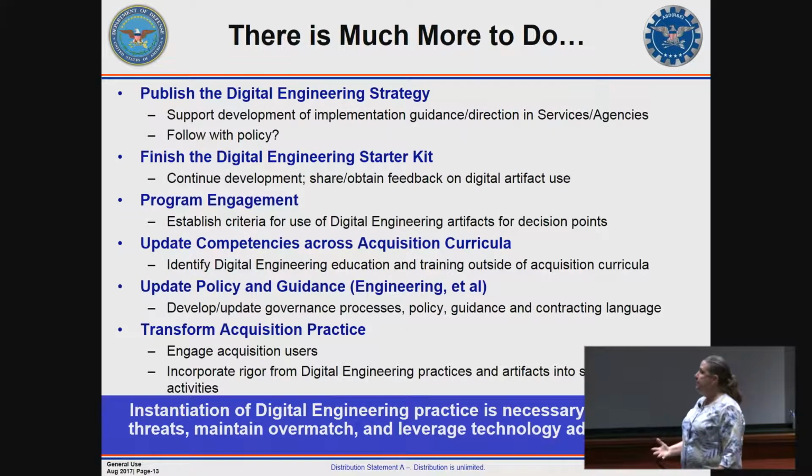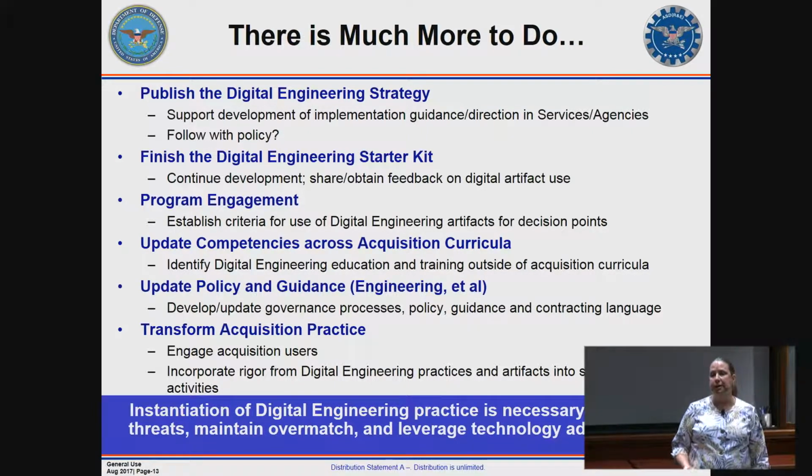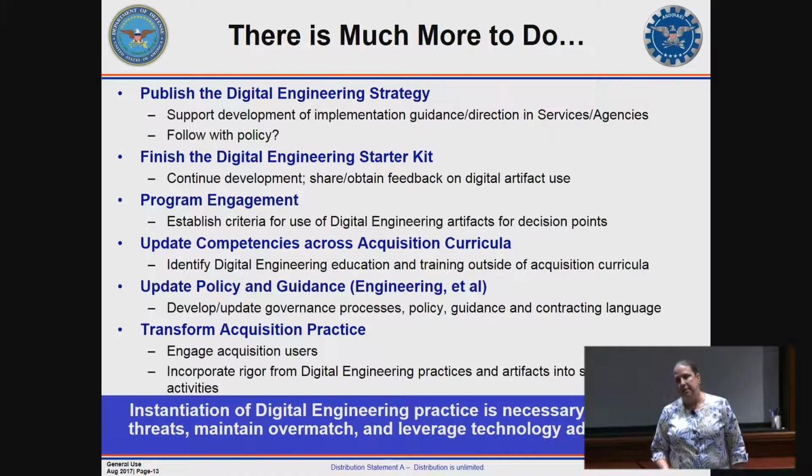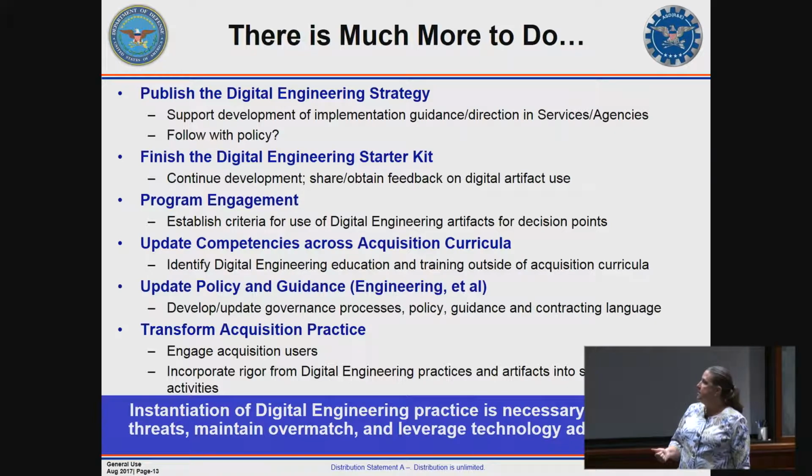Besides talking to people and having these great engagements, I need to get this digital engineering strategy published. This is something that system engineering and AT&L wants. It may go higher than that. I've got an engineering problem I have to solve. I have to finish the starter kit. I have to work on my program engagement.